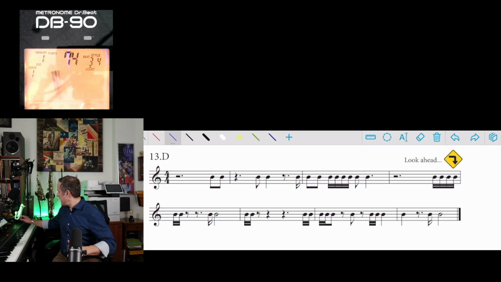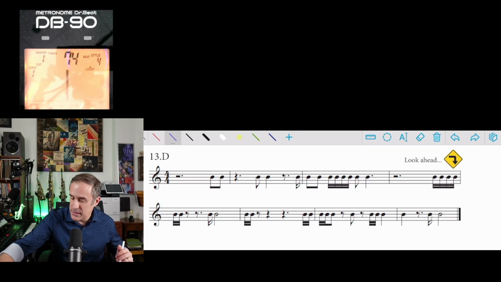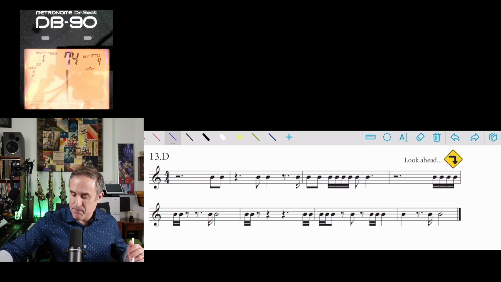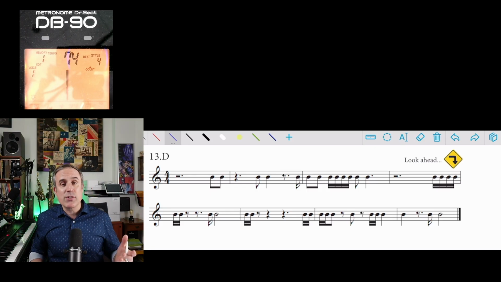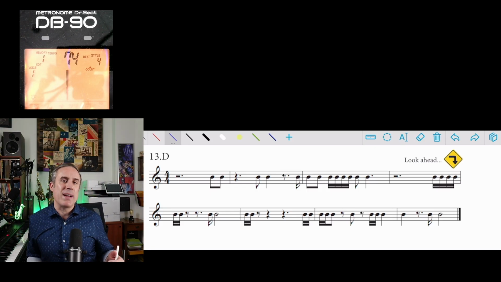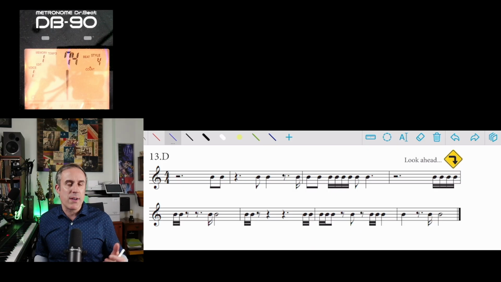All right. Stop the metronome. Turn the metronome down a little bit. There you have it. Okay, so that was exercise 13D with a metronome at 74 BPM, or 74 beats per minute. I hope you joined me.